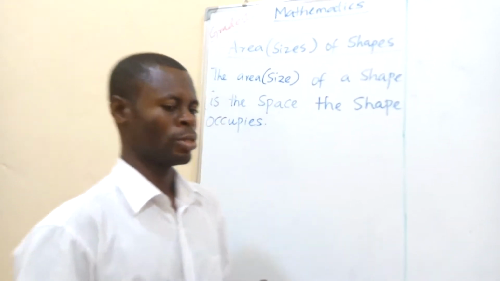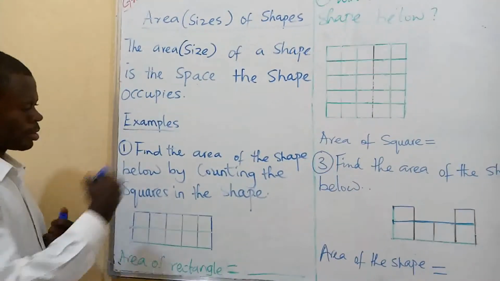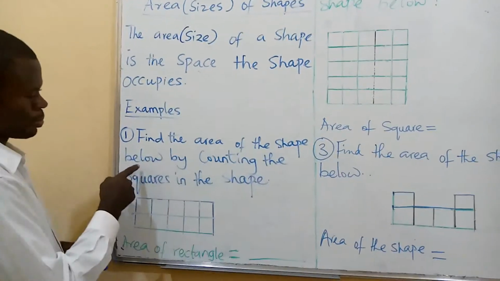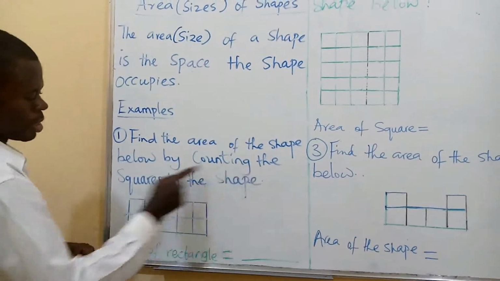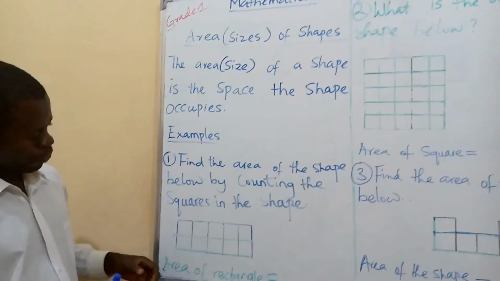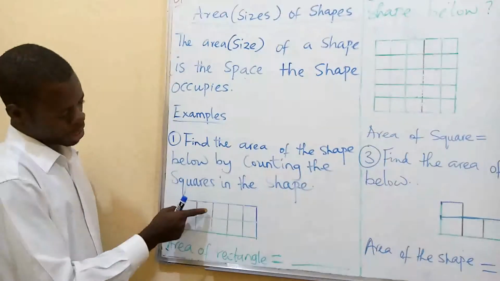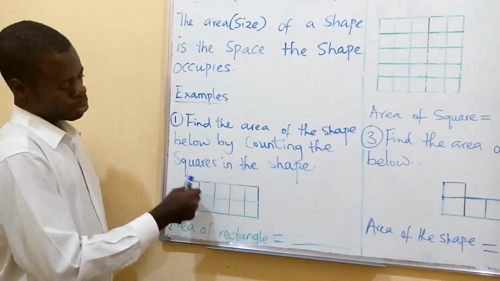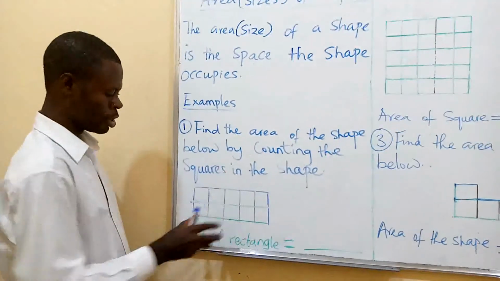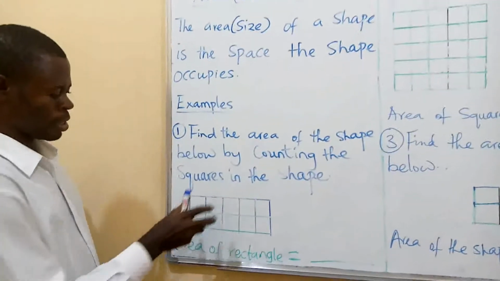Alright children, we have example 1 here. And the question is, find the area of the shape below by counting the squares in the shape. We are going to find the area of this shape by counting the squares. So the number of squares that makes up this shape is the area of the shape.